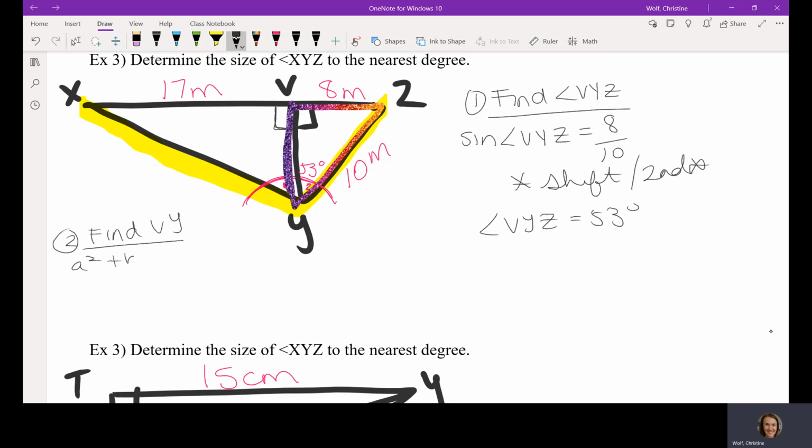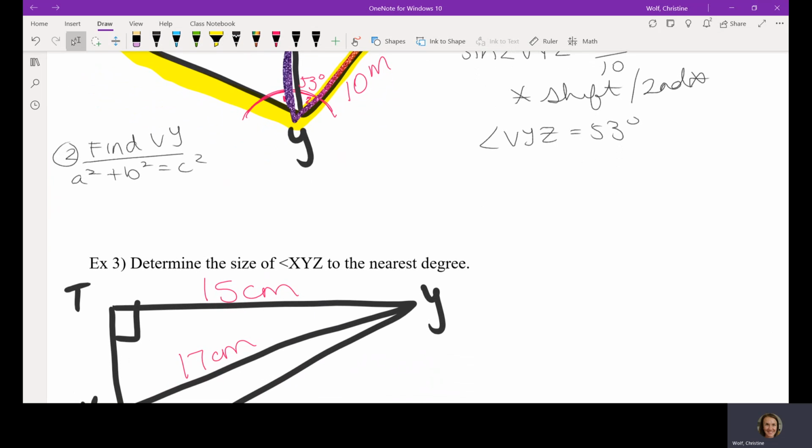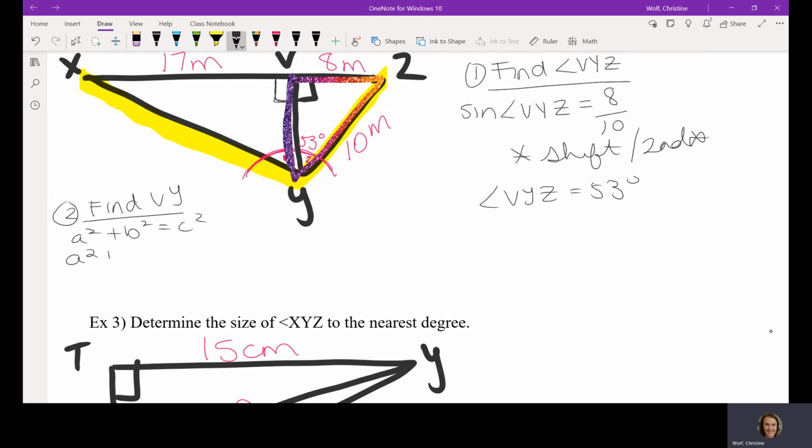The Pythagorean theorem is a squared plus b squared equals c squared. What number do we put in the place of c in the Pythagorean theorem? C is always the hypotenuse. So it's going to be a squared plus 10 squared. So I plug the 8 and the 10 in, but the 10 has to be in the hypotenuse spot because it's the hypotenuse. And then we go a squared plus 8 squared, well, that's actually 64, equals 10 squared, well, that's actually 100.